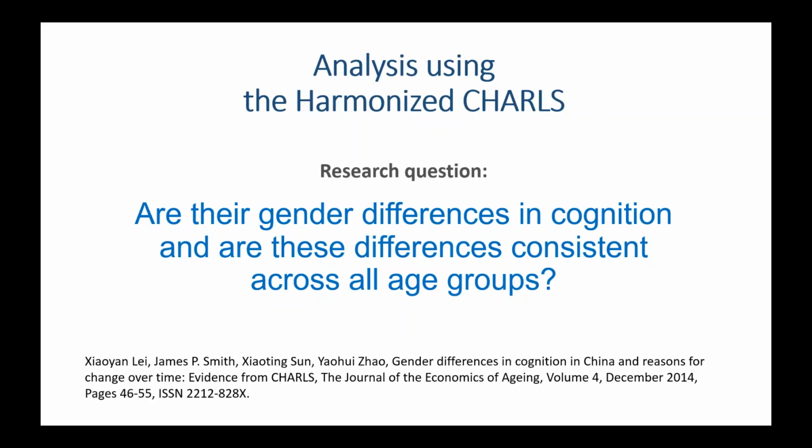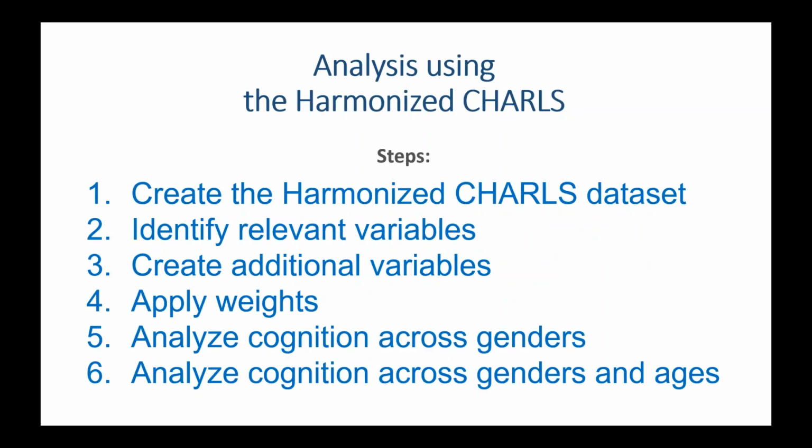This is research that's actually already been done that we're basing it on. It's this paper by Lei, Smith, Sun, and Zhao called Gender Differences in Cognition in China and Reasons for Change Over Time: Evidence from CHARLS. That was in the Journal of the Economics of Ageing, Volume 4, December 2014, which I'd encourage anyone to check out. All right, so our steps.